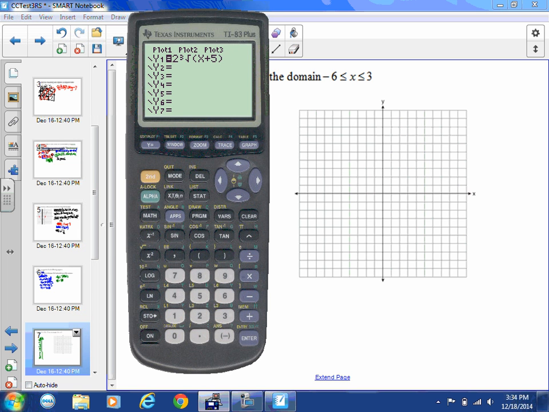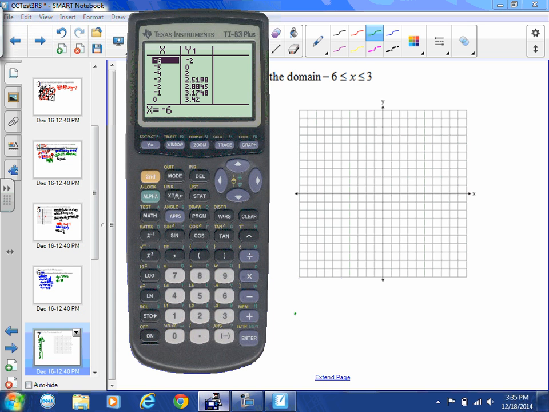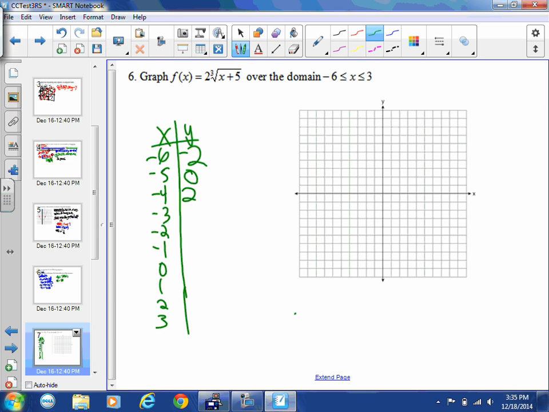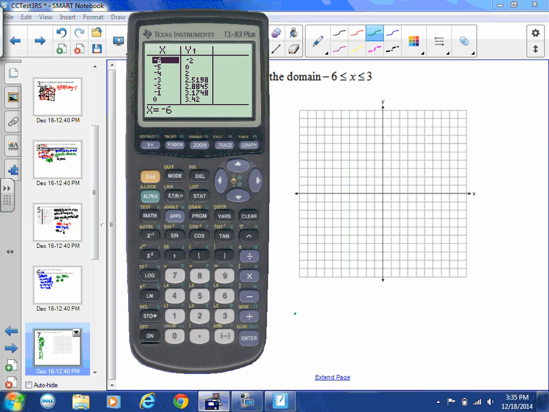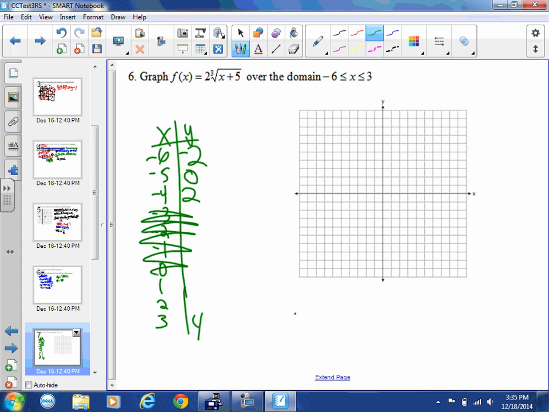I go to my table by hitting second table, and I'm going to only copy down the nice points from, in this case, negative 6 to 3. So, negative 6, negative 2. Negative 5, 0, negative 4, 2. From here, I scroll down. I don't want any of those points. I don't want any of those points. Finally, 3, 4. Everything else in between, I don't need to worry about.